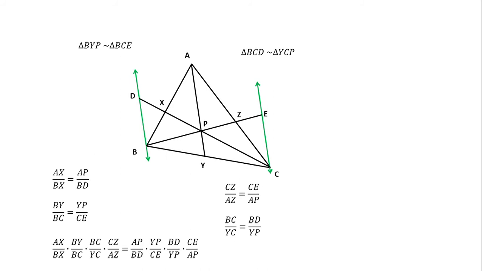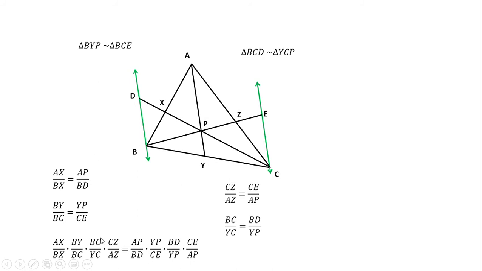Okay, so we'll get AX over BX times BY over BC times BC over YC times CZ over AZ, and then that'll be equal to the right-hand side of those four equations, AP over BD, YP over CE, times BD over YP times CE over AP.